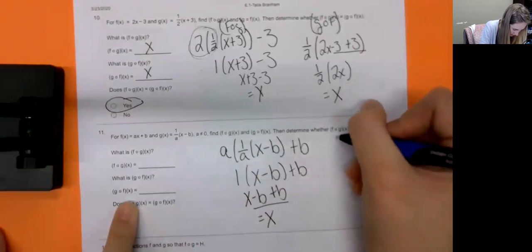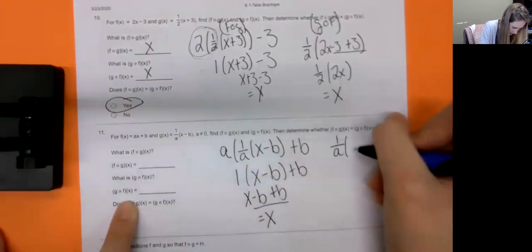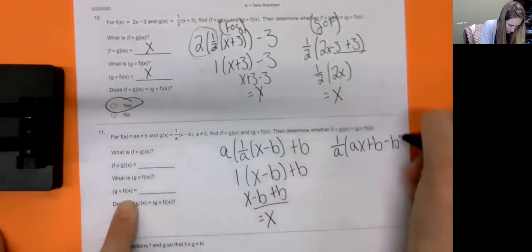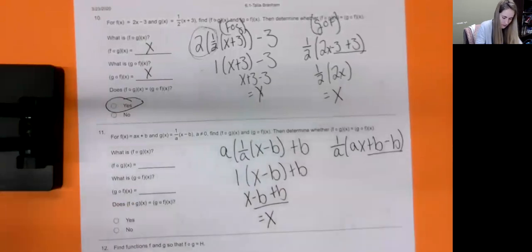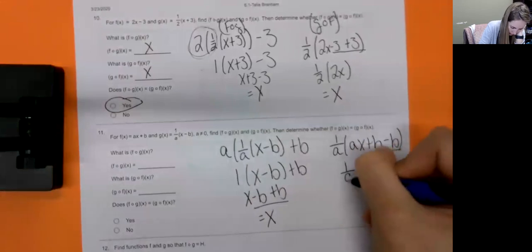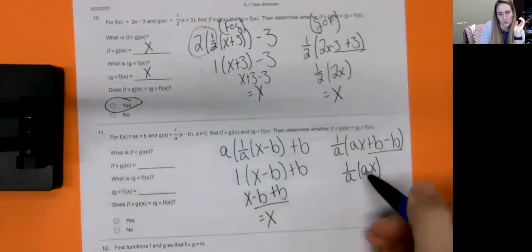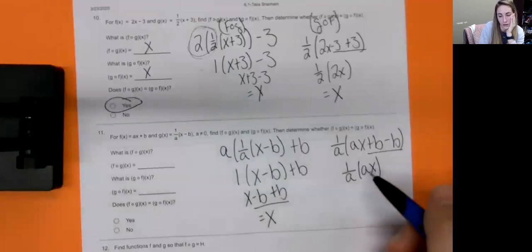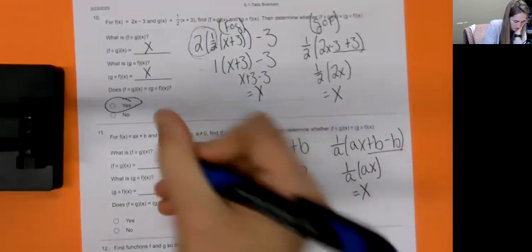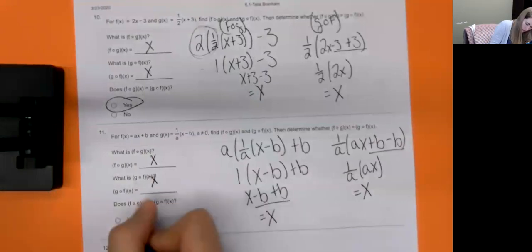Then we're going to do g of f. So we'd start with our g function. 1 divided by a times, instead of x, we'd have a times x plus b, subtract b. Combine my like terms on the inside. b subtract b would be 0. So 1 divided by a times x. This would end up being a divided by a again, and anything divided by itself is 1. So this would equal x as well. Are the composites equal? Yes.